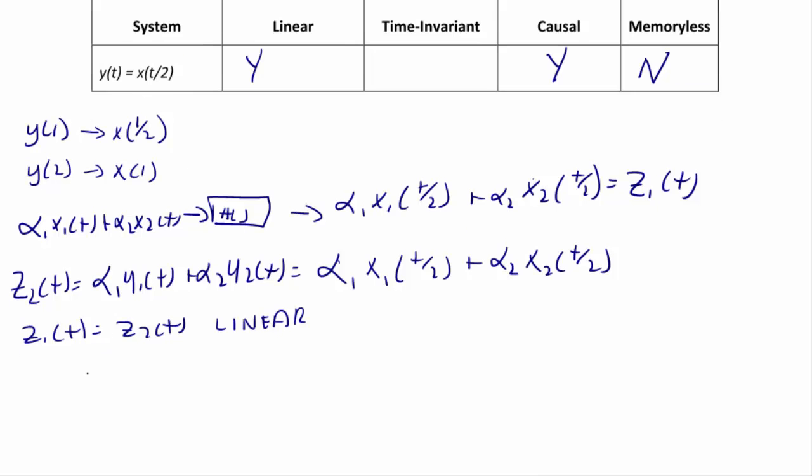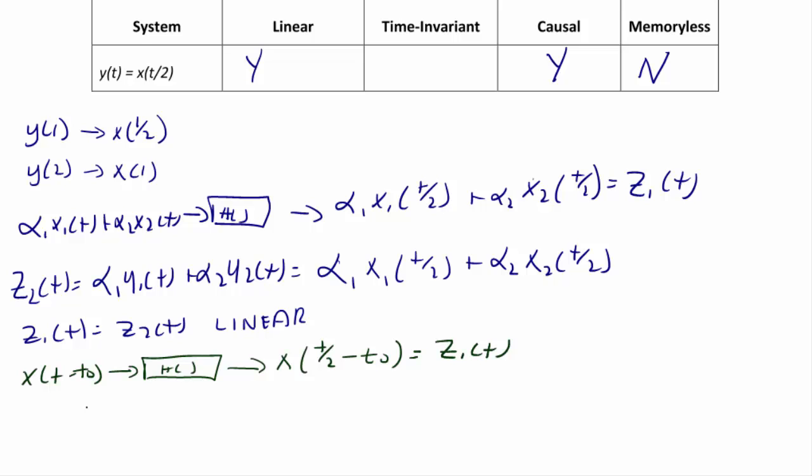So now let's check time invariance. If the input is x of t minus t naught, and I send this through my system, what this means is that I should take my input and delay it by t naught on the output. So this is x of t over 2 minus t naught. And this is z1 of t.